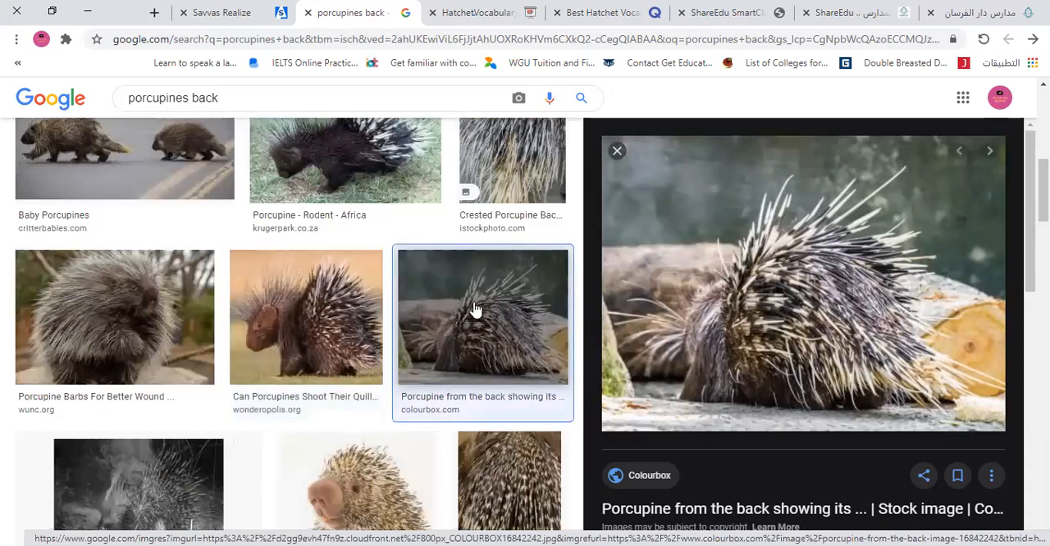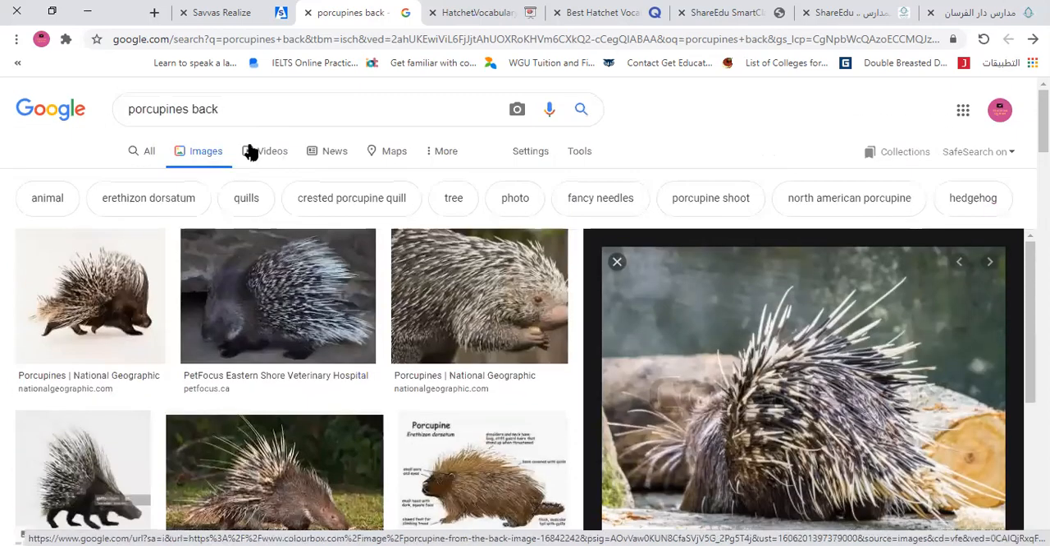And if you take a careful look at that, it's similar to the hedgehog, but it's another animal. And this one is not as pointy and as sharp as the hedgehog right here. This one is softer. The hedgehog is like this.